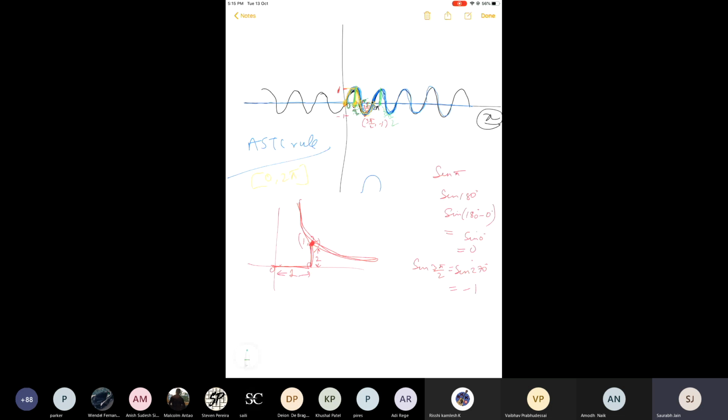I am not sure, can you repeat the question? Yeah, I will repeat the question. I want you to tell me by having a look at the graph how many angles are there for which sine theta equals half, or sine x is equal to half, whatever you say.